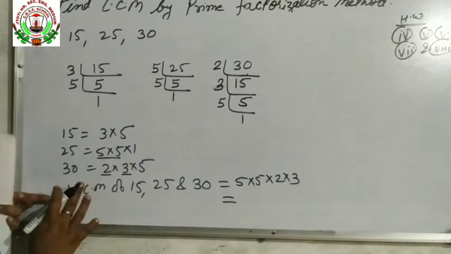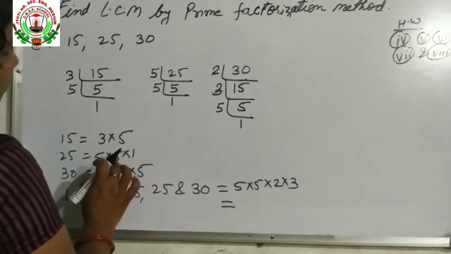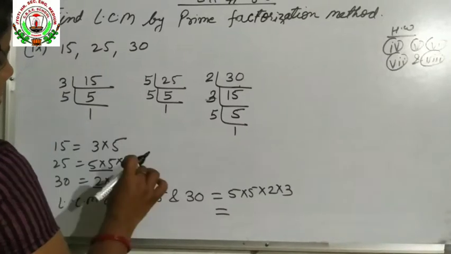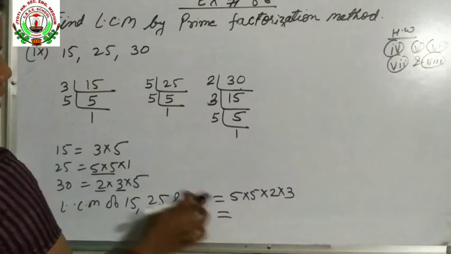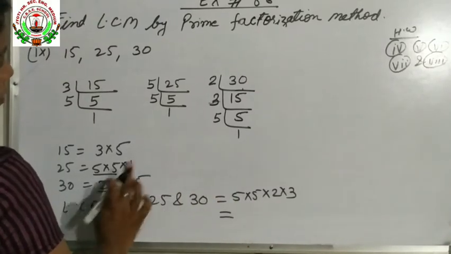Always keep in your mind, children, the prime number that is repeated the maximum number of times, that you will take. Here 5 is 2 times, here 1 time only. So 2 times you will take 5. And then 2 1 time and 3 1 time.